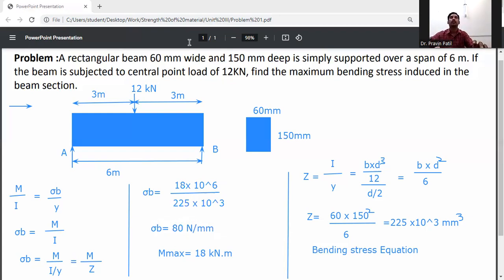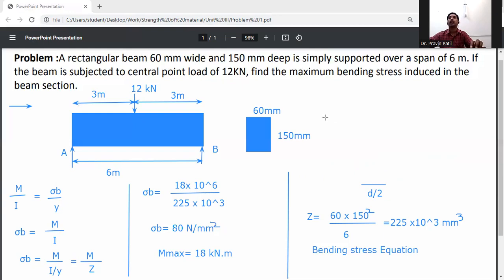Okay. So the maximum bending stress will occur at the top and bottom. So this is our answer. Bending stress is 80 newton per mm square. Now draw the bending stress diagram here.